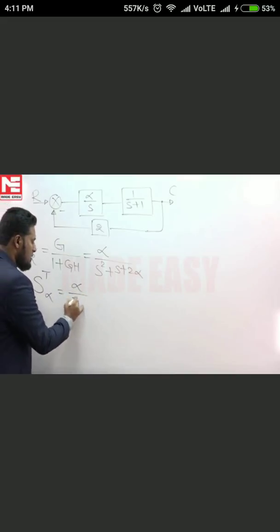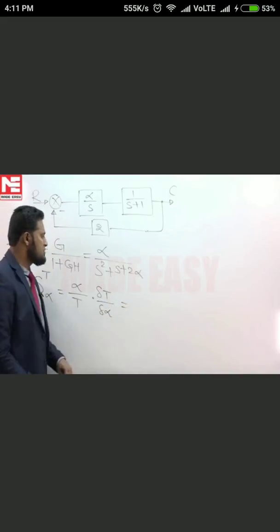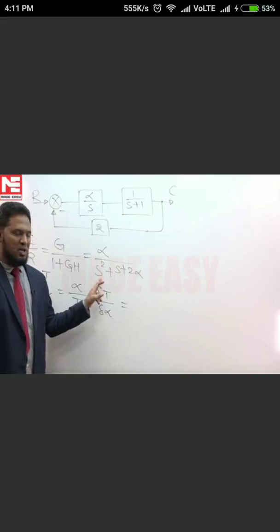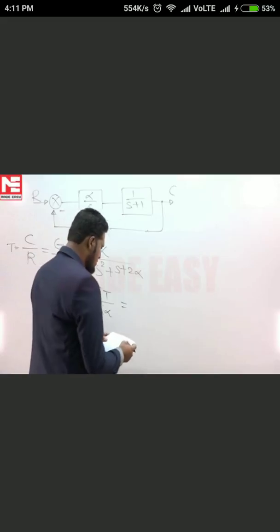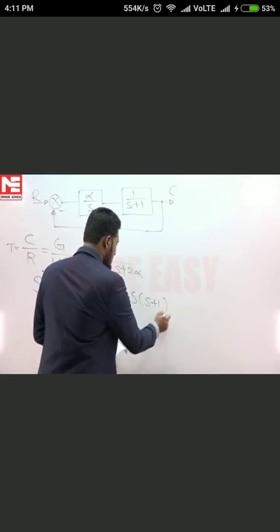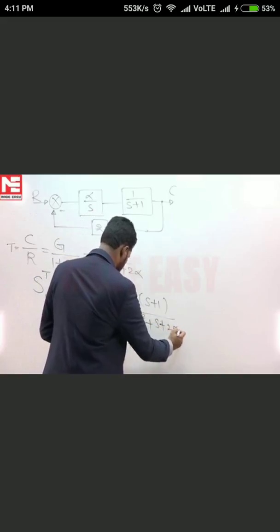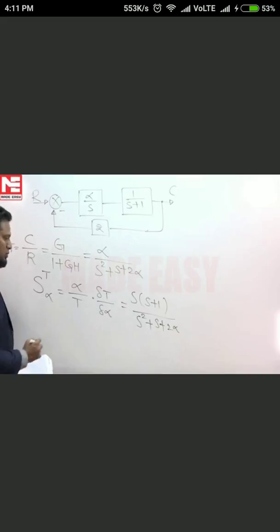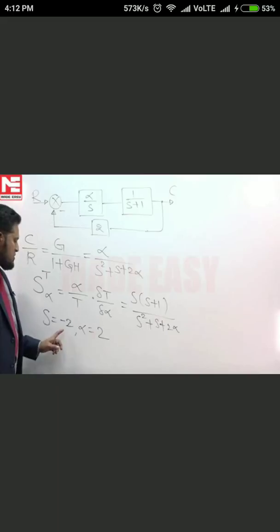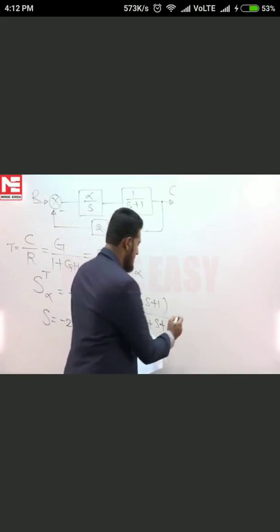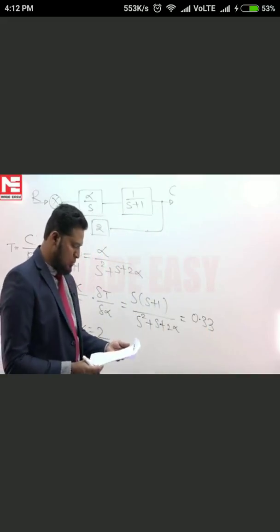Question is to find the sensitivity of this closed loop transfer function, which is denoted by T, with respect to alpha. Formula: alpha by T delta T by delta alpha, which when calculated, this closed loop transfer function has to be differentiated partially with respect to alpha parameter, then multiplied with alpha by T. The result comes out to be S plus 1 upon S square plus S plus 2 alpha. We are asked to find this value for S equal to minus 2 and alpha equal to 2. Substituting these two values in this function, the result becomes 0.33, and the answer to the question is 0.